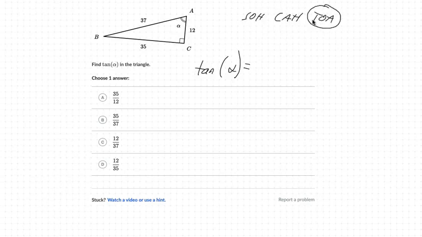The tangent of an angle is the opposite leg divided by the adjacent leg. So here we are up here at angle A. The opposite leg is the 35. The adjacent leg is the 12. And the hypotenuse is the 37. With the tangent, that's the one that does not use the hypotenuse. So it is the opposite leg divided by the adjacent leg.